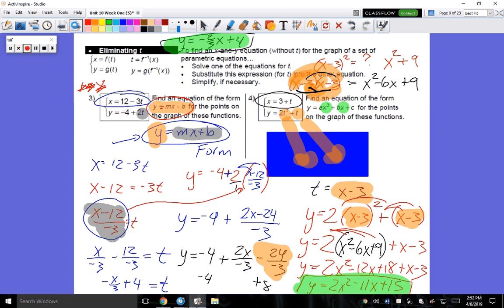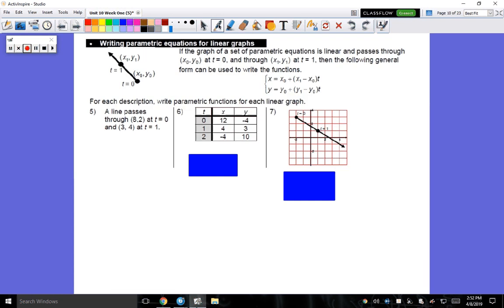So let's move on to these 3 problems, and then we can get to real-world application as far as parametrics are concerned. It says for each description, write the parametric functions for the linear graph. This is very important right here. Let me ask you this. Are all parametric functions linear, yes or no? They're not. They start off as linear, like when you start learning them, they're mostly linear, but they can be quadratic, cubic, and all that other stuff.